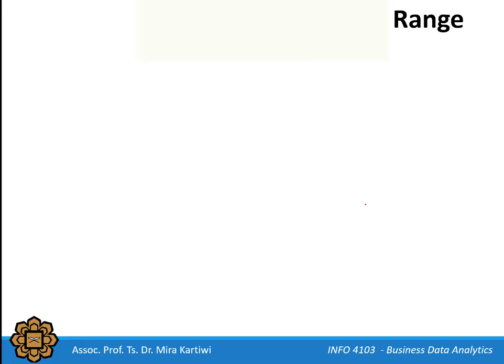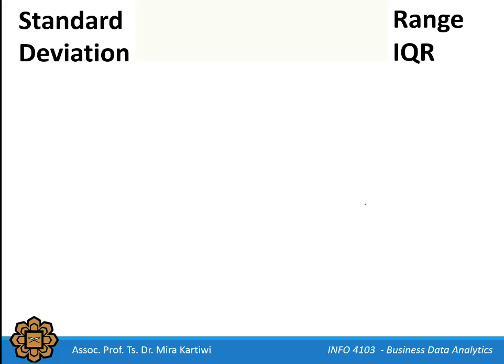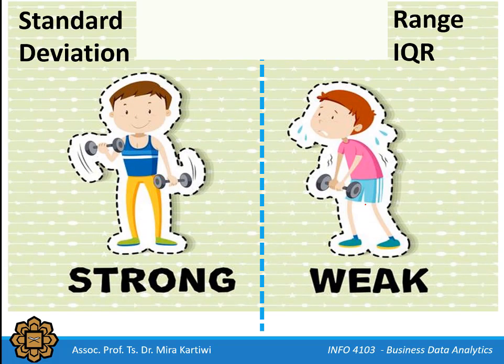So just now we looked at the range, we looked at the IQR, and I'm very sure you have heard of standard deviations. Just to compare these three techniques, standard deviations is considered the strongest, whereas range and IQR, as compared to standard deviations, are weaker. Why is that so?